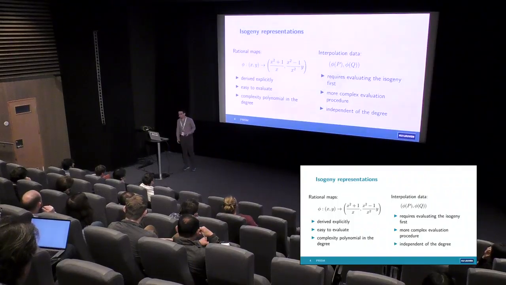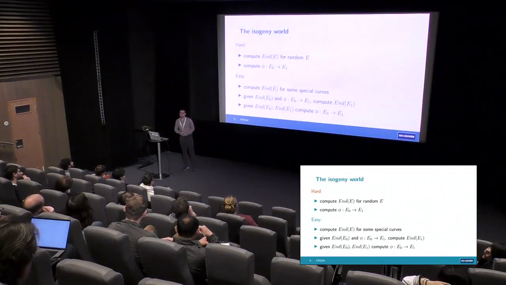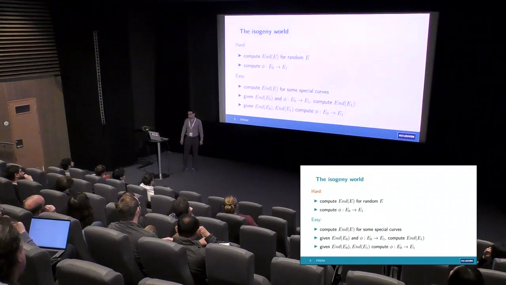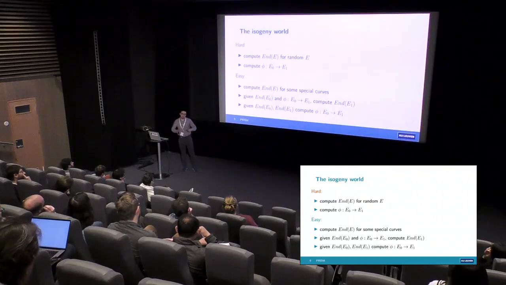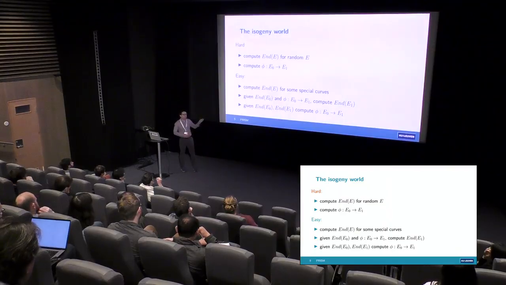And so why are we interested in isogenies in cryptography? Why do we care about them? It turns out that we have 2 hard problems that are also essentially equivalent to each other, which is to compute the endomorphism ring for a curve.